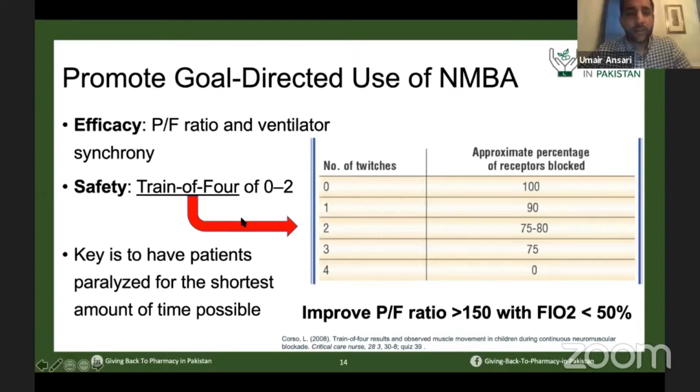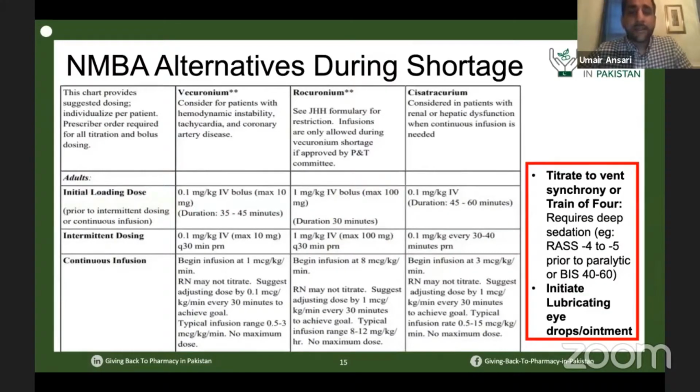And I just wanted to show you that for safety measures, the train of four is a method used by nursing to indicate the number of twitches that a patient can have while on a continuous infusion of neuromuscular blockers. Usually the goal is about 2. So this kind of approximates the number of receptors being blocked. So it is a safety mechanism that can be implied by nursing. So it is a combination of clinical assessment with safety measures to make sure we are using a goal-directed approach. And the key obviously is to have patients paralyzed for the shortest amount of time. This is what I wanted to highlight.